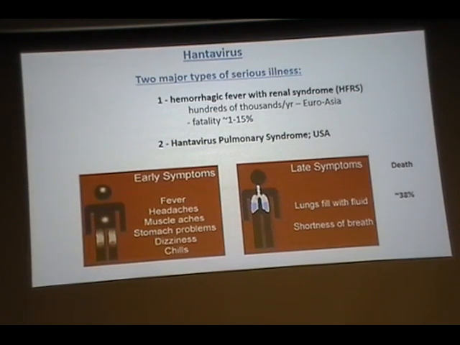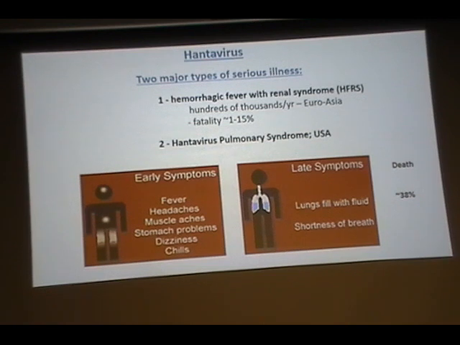There are 2 major types of illnesses that these viruses can cause. One is hemorrhagic fever with renal syndrome. That's not what we see in the United States or what we saw in 1993 when it emerged. We saw a pulmonary syndrome, in which case the person presented with things that you might think of as flu or some other more common illness like fever and headaches and muscle aches, but then they ended up with lungs filled with fluid, and it was causing a death rate of around 38%.